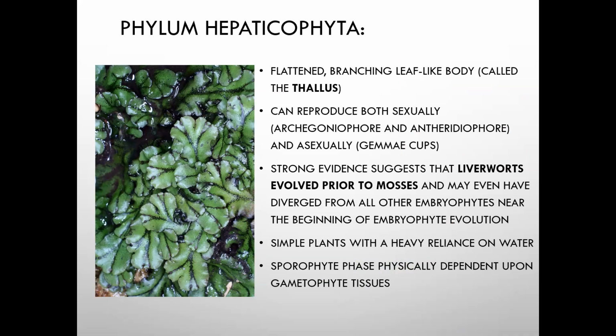Strong evidence suggests liverworts evolved before mosses, and maybe they had diverged even earlier in their evolutionary histories. They are simple plants with a heavy reliance on water, and the sporophyte phase is physically dependent on the gametophyte tissues.